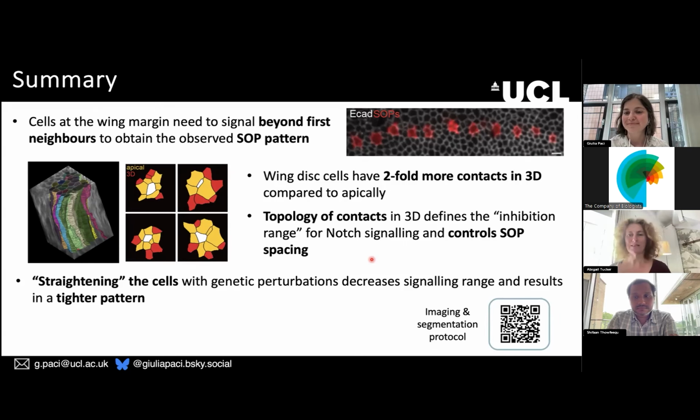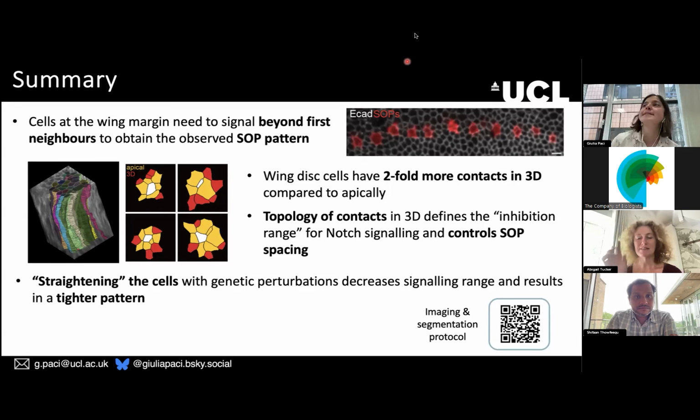And we've got a question in the chat. Just a reminder to people that there's a Q&A box at the bottom that you can use. So the question is, in the image of the SOP pattern shown in red, the SOP cells seem much larger than their neighbors. Is cell size linked to the patterning process?